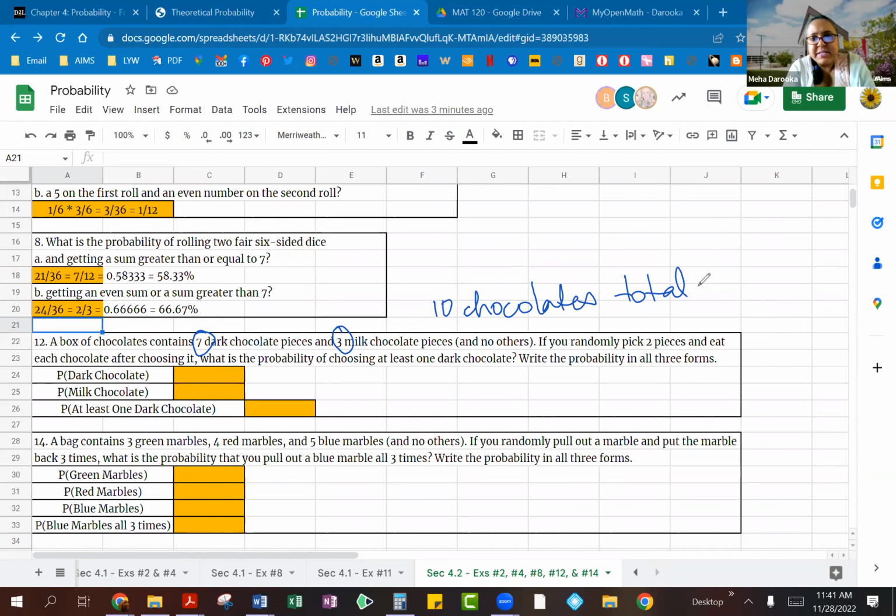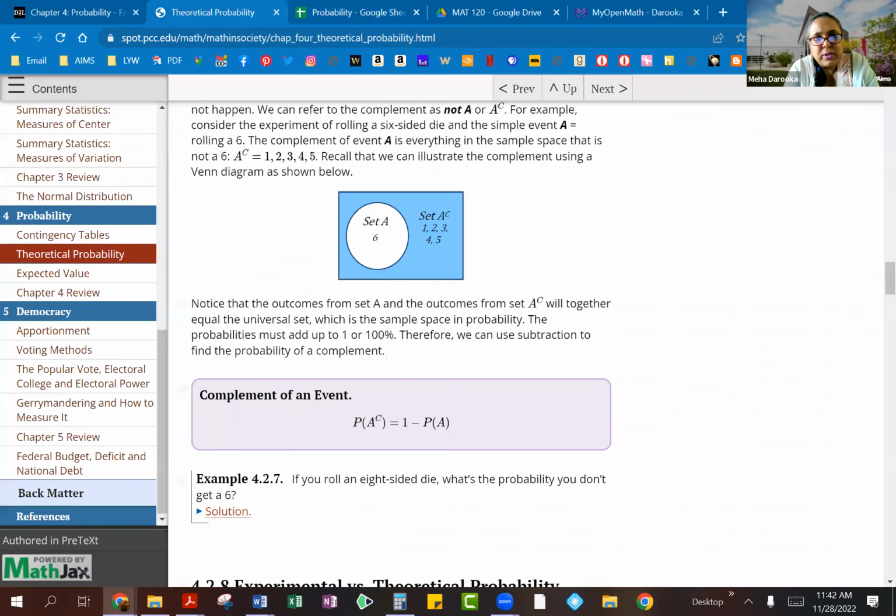Now the idea is they're saying, what if you randomly pick 2 chocolates, and what are the chances that one of them is going to be a dark chocolate? So anytime they talk about at least, the probability that at least one of them is such and such, for any of these at least type of examples, you actually want to use the probability of a complement of an event. That's kind of what I was scrolling through up here initially, just to show you what that probability of a complement looks like.